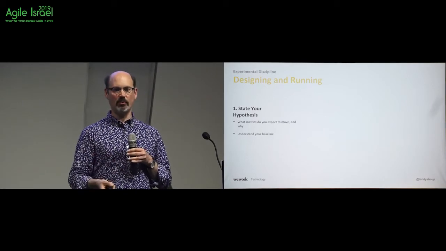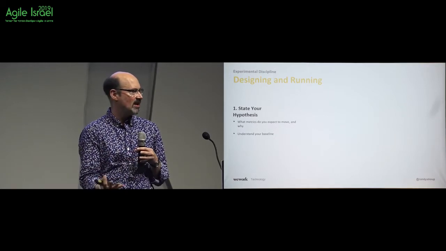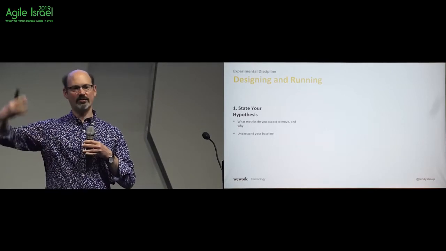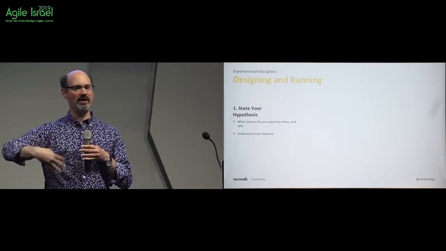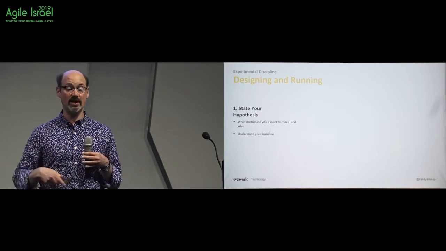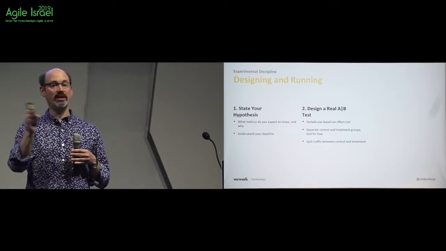The first thing when we run an experiment, whether we're in science or we're in industry, is we want to state our hypothesis. We want to say, if we change the color of the background of the page from red to blue, we think that people are going to click more. We need to have some kind of hypothesis that we can actually test. Then we need to design what's called an A/B test.